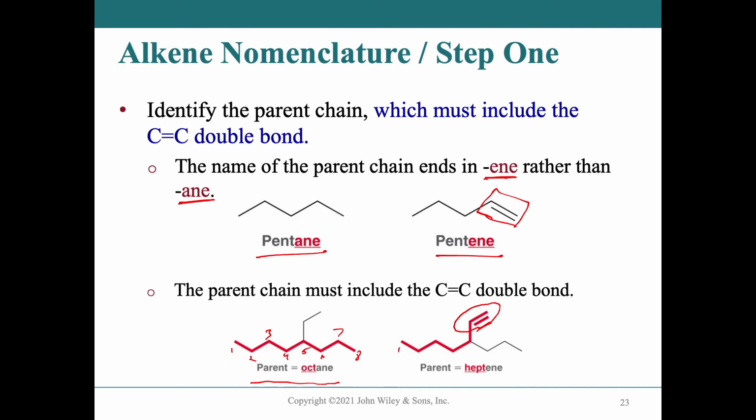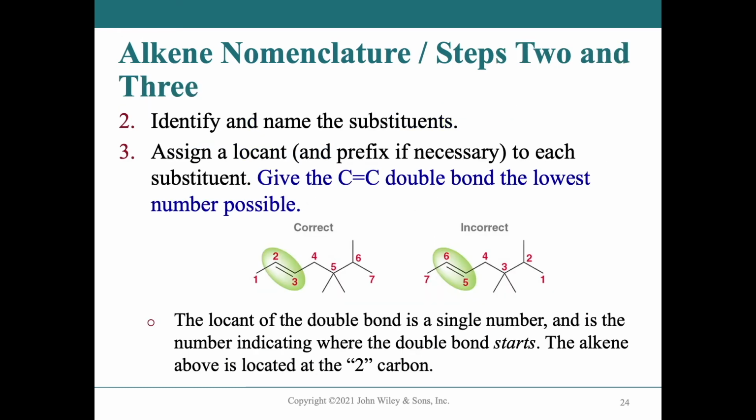And then also the alkene needs to be closest to the end too. So we'll actually start over here. 1, 2, 3, 4, 5, 6, 7, right? And so that's why the parent is 7 here, or heptene, okay?